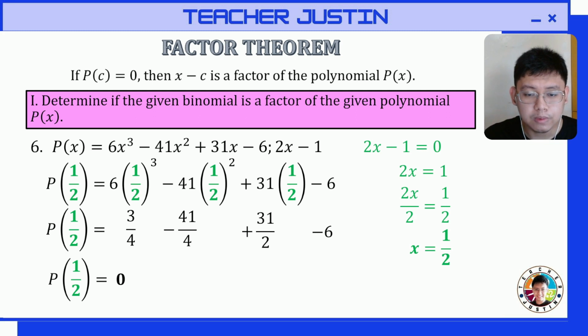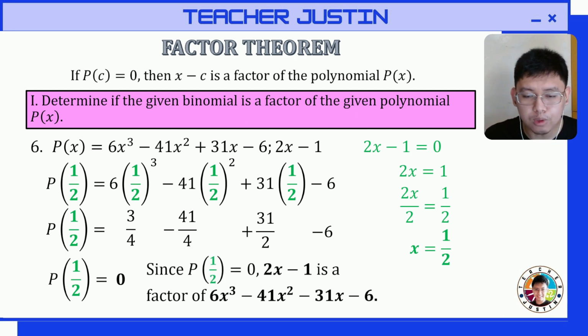So, since our p of 1/2 is equal to 0, then we can say that 2x minus 1 is a factor of 6x cubed minus 41x squared plus 31x minus 6. And that's it. Ta-da!